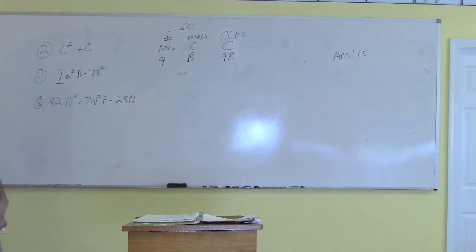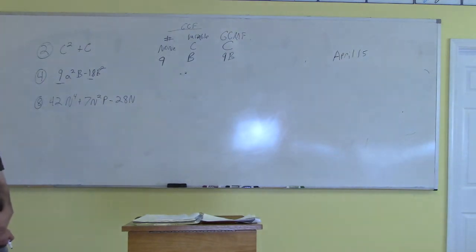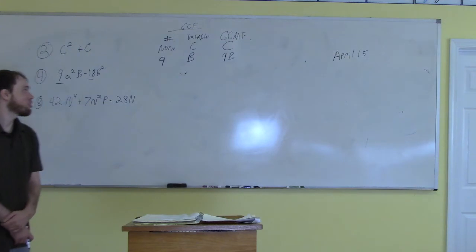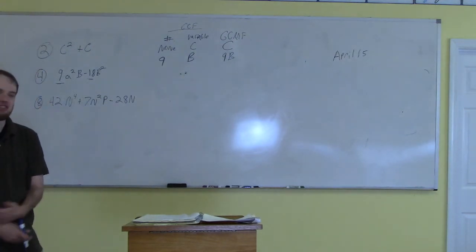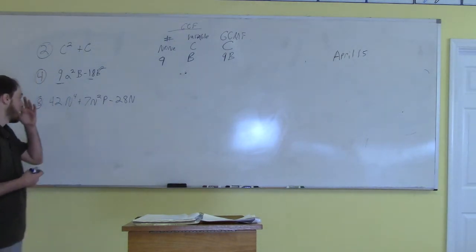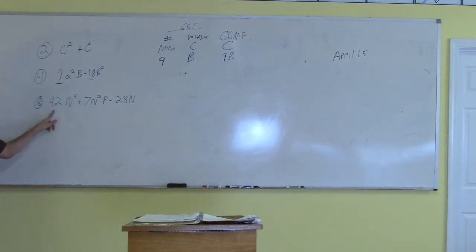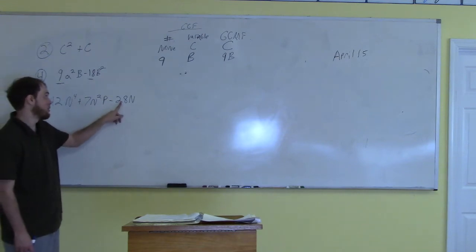All right, look at number 8. So number 8 gives us this long list. So the first thing you're going to do is you're going to do the numbers. So you're going to basically factor the numbers, see what's the highest number that can go into each of these. Okay, well I know that 42 is divisible by 7. I know 7 is divisible by 7. And I know 28 is divisible by 7.